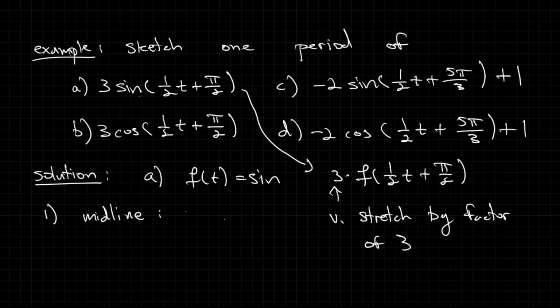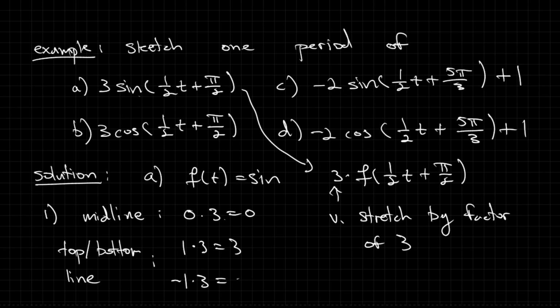So we'll take the old midline of y equals 0, multiply it by 3, and get 0. Then we'll get the top and bottom line. We'll take our old top line of y equals 1, multiply it by 3, and get 3. And we'll take our old bottom line of -1, multiply it by 3, and get -3. And so our midline is y equals 0. Our top and bottom lines are y equals 3 and y equals -3. Let's go ahead and sketch those.